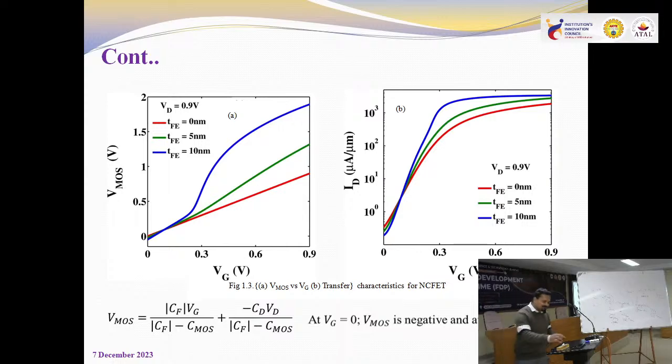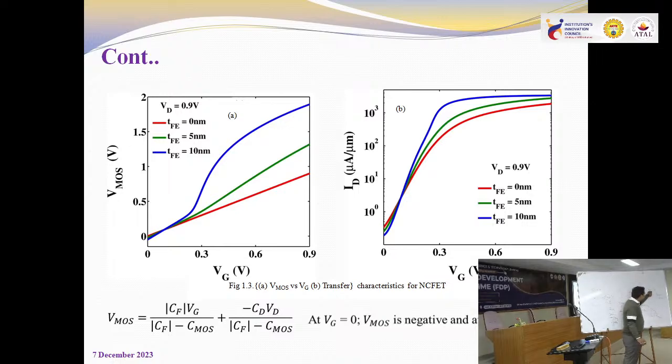Now why is it happening? Here I told VMOS equals to AGVG plus ADVD. If I put this value here and this value here, at this point VG equals to 0. So should I put VG equals to 0? Then VMOS is ADVD.